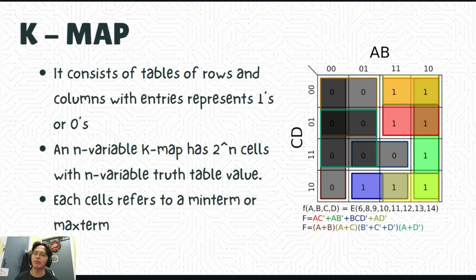A K-map consists of tables of rows and columns with entries representing ones or zeros. An n-variable K-map has 2 raised to the power of n cells, matching the n-variable truth table values, and each cell refers to a minterm or maxterm.